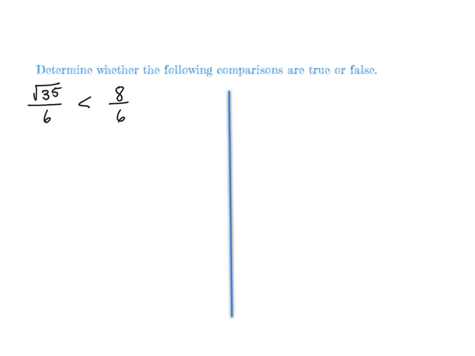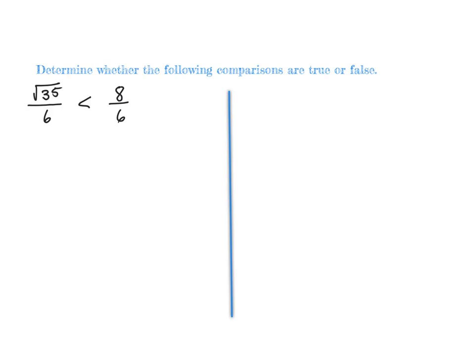Now the following one is a more complex one. You have the square root of 35 divided by 6 is less than 8 over 6. For this problem, you don't actually have to divide by 6 to figure out your answer. The only thing that you need to pay attention to is whether your numerator is actually less than 8. So you need to find the square root of 35. We are actually only going to approximate.